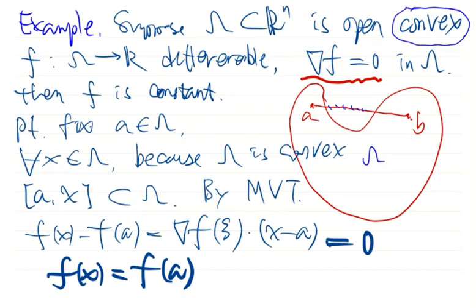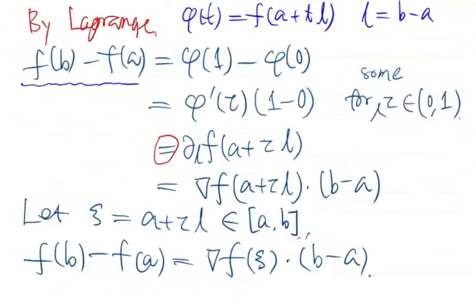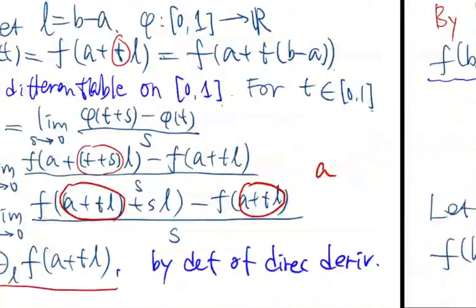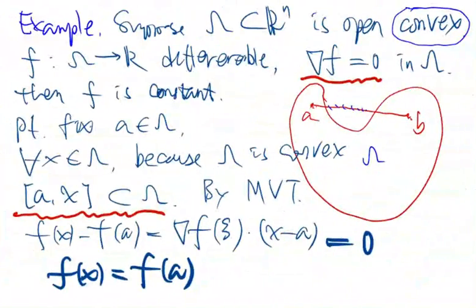So this proof requires that omega is convex. Otherwise, for some x, the segment between a and x will not be contained in omega. So our mean value theorem could not apply, because the theorem requires the segment AB to be contained in omega. This is why we need omega to be convex.